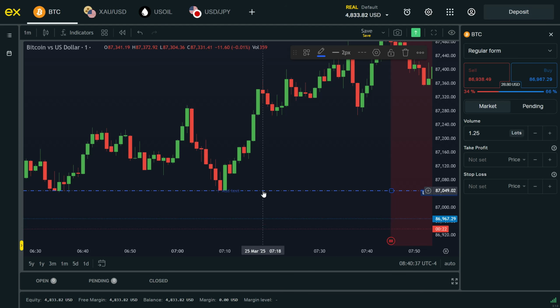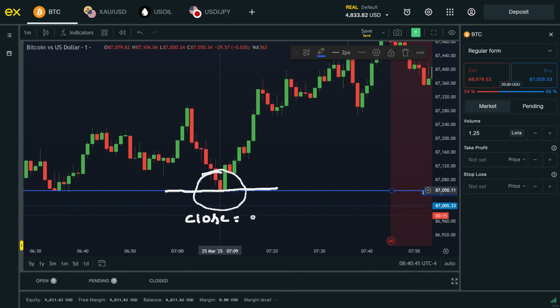Before entering a trade, the first thing we need to do is identify a strong entry position. To make this process easier and more visually clear, add a horizontal line to the chart. This will help us see key levels where price reactions happen. Now, take a look at this pattern right here. Notice how the red candle's close is exactly equal to the green candle's open. This is an important signal, and this specific formation is known as the engulfing pattern.